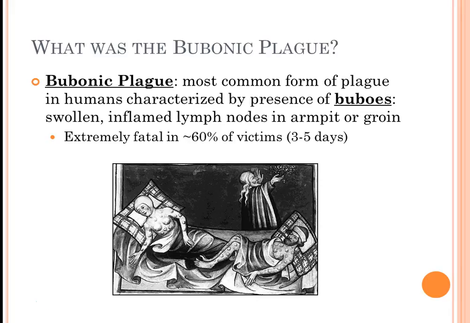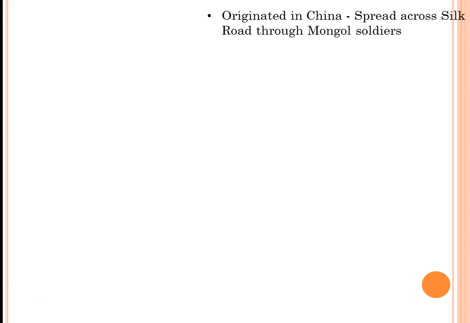And of course, they were not very well taken care of, so those things would get infected, and about 60% of victims actually died from the plague, which is not immediately fatal, but in about 3 to 5 days you were likely to die.